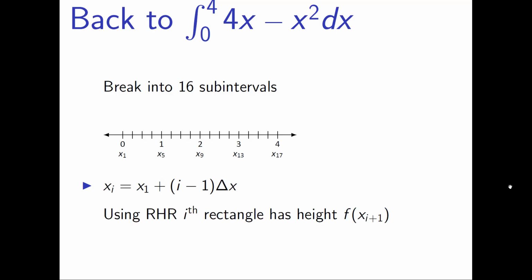Okay, and we'll use the right-hand rule this time. We can use the left or the right-hand rule; we'll use the right-hand rule. So the ith rectangle has height f of x(i plus 1). It's not the first one. We always start one further on, so that's why it has height f of x(i plus 1).